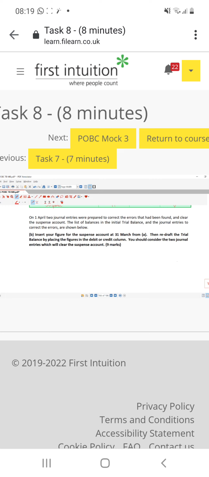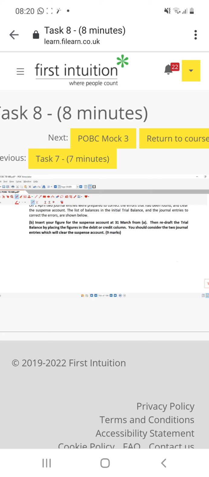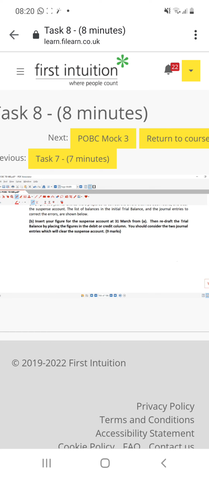And what they want us to do is to insert your figure for the suspense account at the 31st of March from A, and then redraft the trial balance by placing the figures in, like last time in task 7, the debit or credit column. You should consider the 2 journal entries which will clear the suspense account.